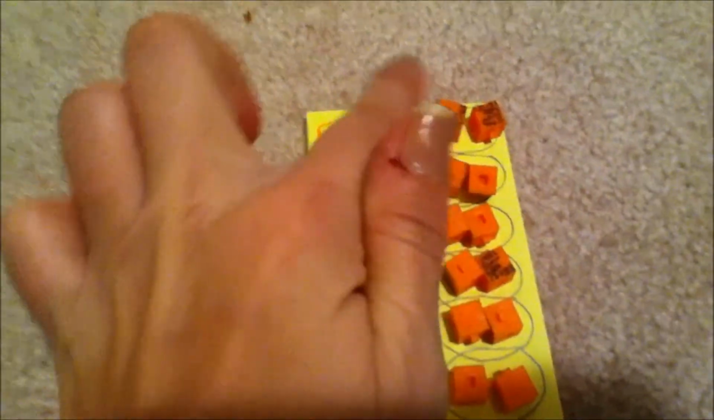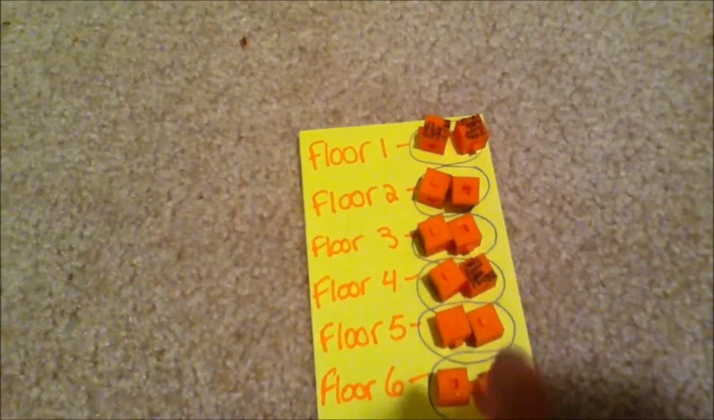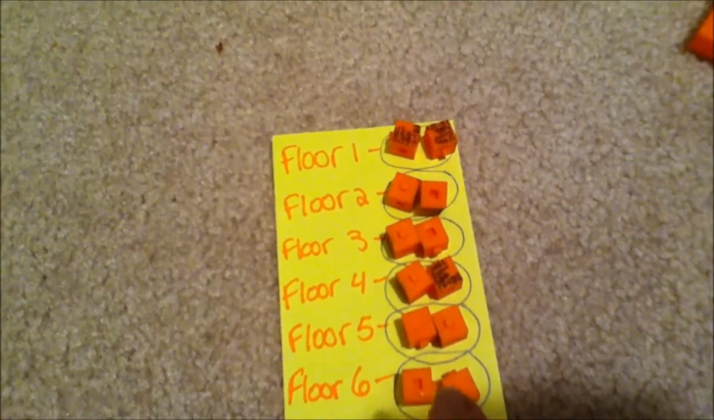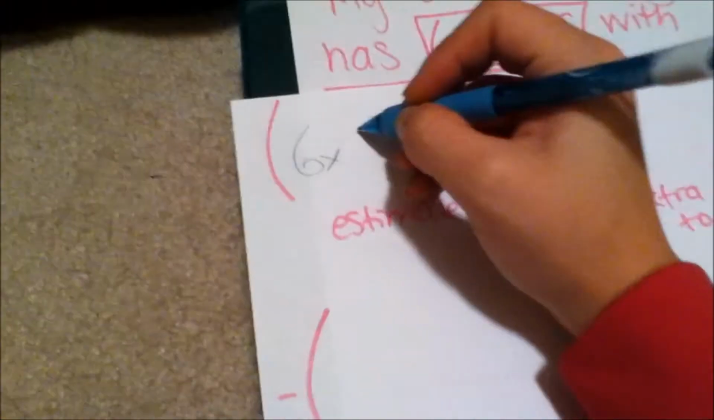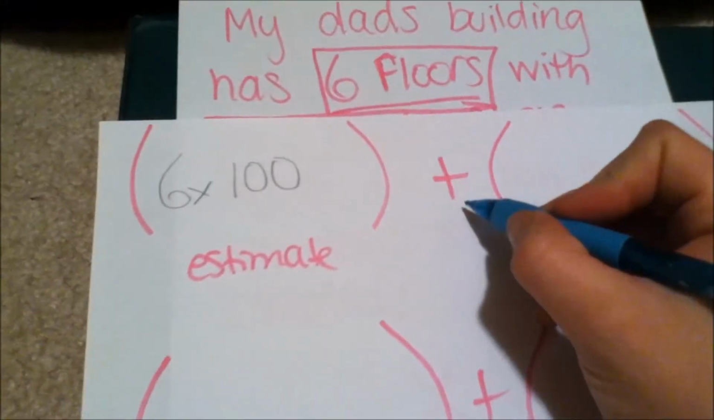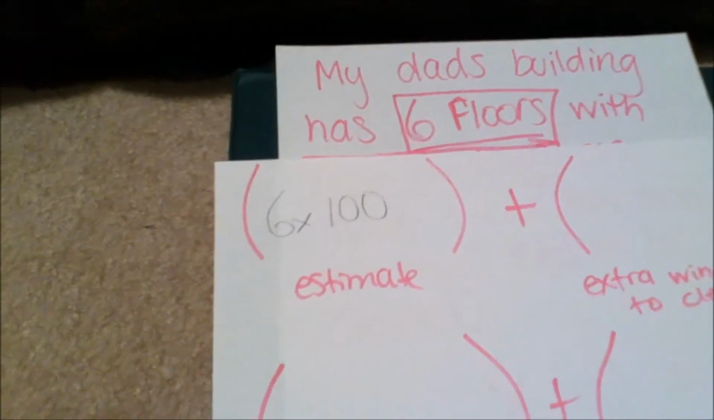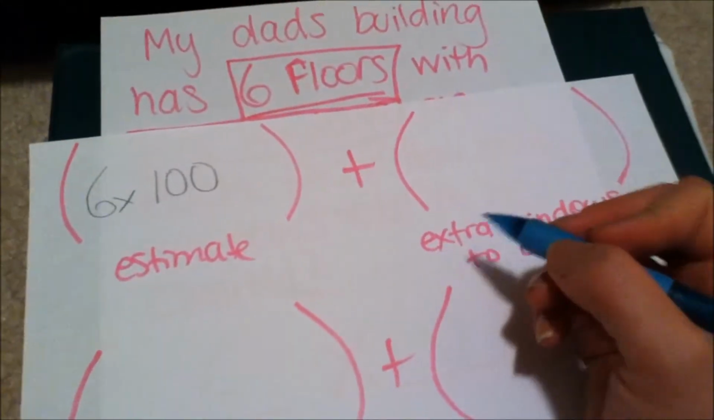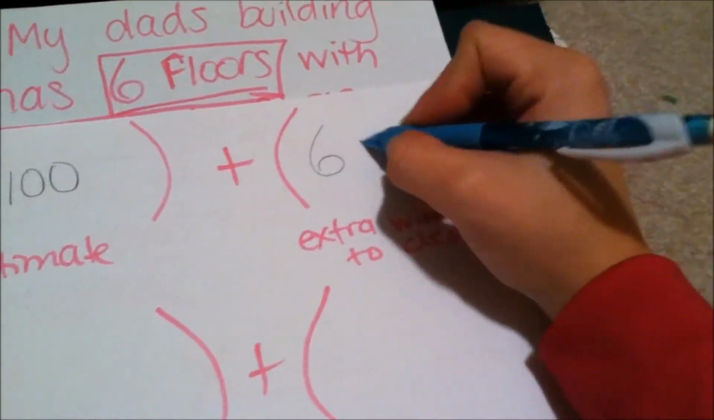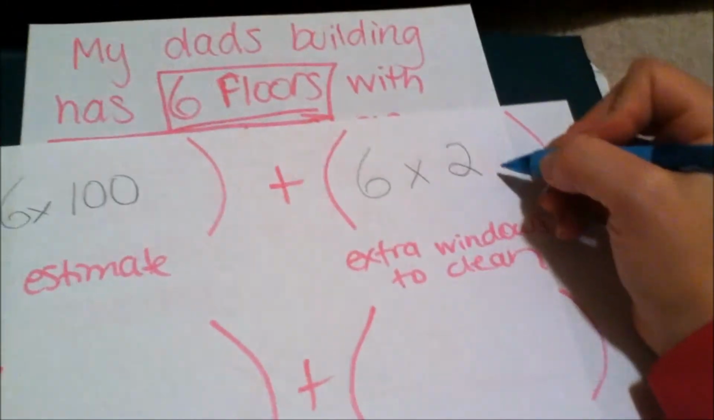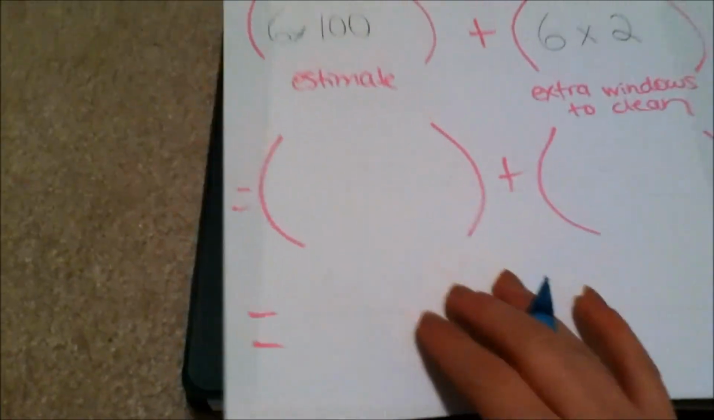So once again, look at the circles there. You can see that there's 6 groups, 2 in each group, which as a math equation would be 6 times 2. So, very similar to the first one, our estimate number is still 6 floors times approximately 100 windows, but this time we're going to add those extra windows, because for every 100 that the cleaners clean, there's an extra 2 that they have to clean. So it's also still 6 floors, but times 2 extra windows for each 100. So we're adding this time.